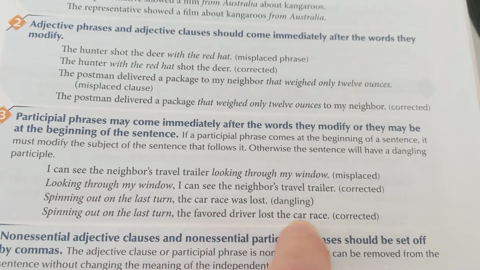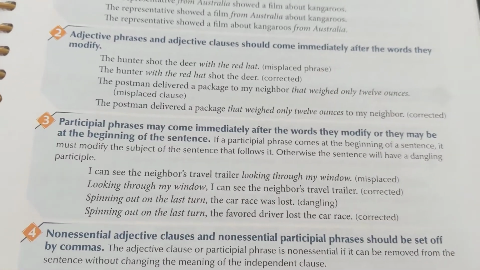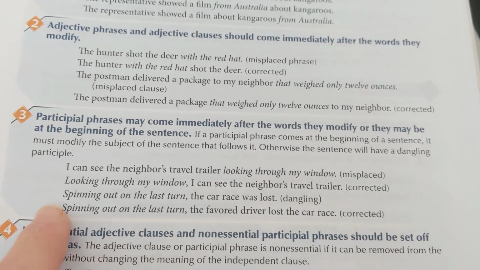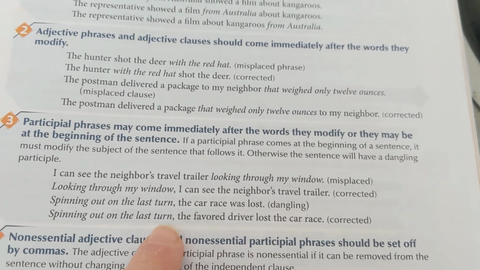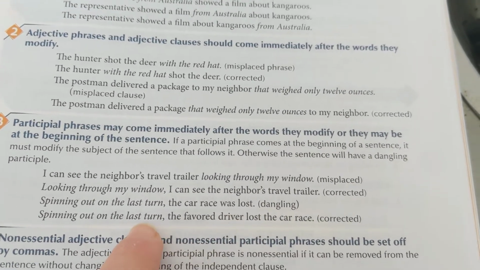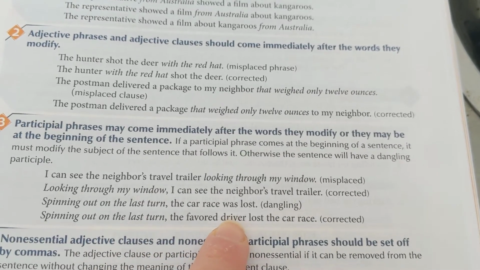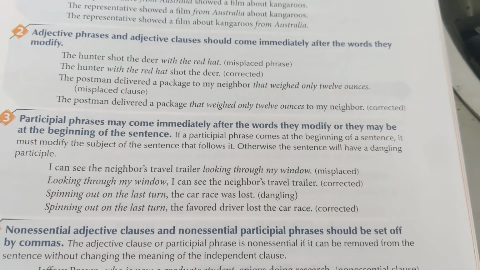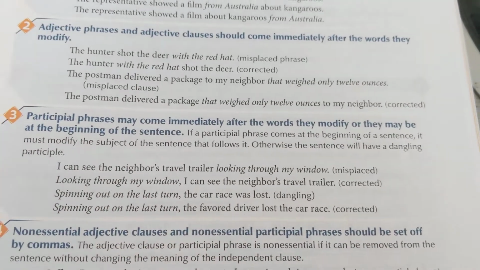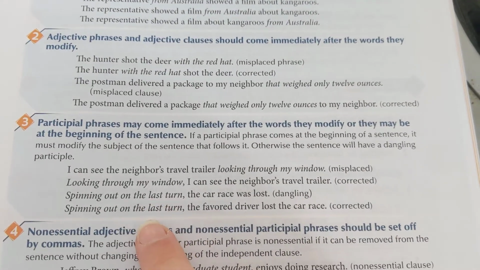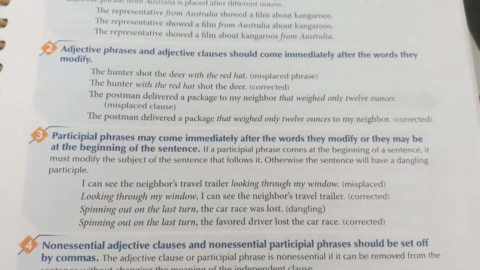Okay, now let's look at the correction of it. Spinning out on the last turn, the favored driver lost the car race. Now we still have our phrase, spinning out on the last turn. But now, what word is it describing? That's right, driver. Can a car race driver spin out on the last turn? Yes, they can. I've watched a couple of NASCAR races, so it is possible. Not only that, but it makes sense in this sentence that spinning out on the last turn, a driver would lose the car race because of that.